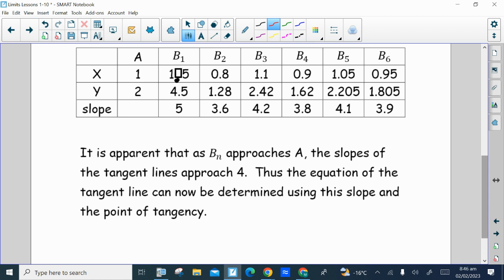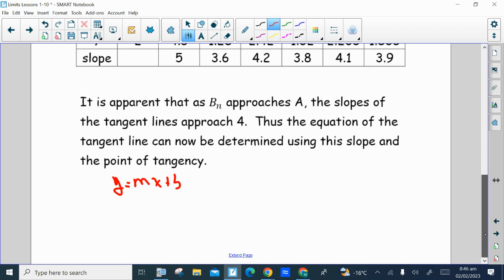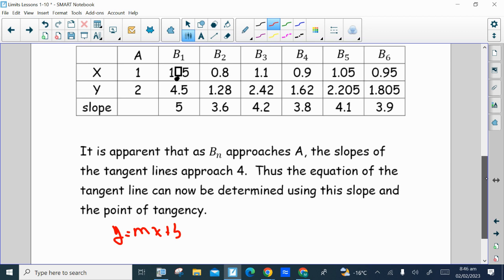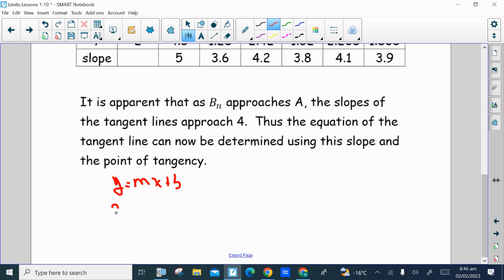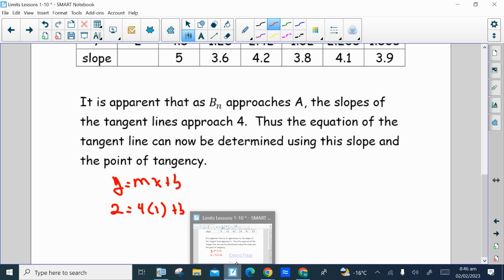So now the equation of the tangent line can be determined using this slope and the point of tangency. So again, that would be when m, the slope, is 4, and the point of tangency is the point 1, comma 2. So if we use the slope-intercept form of the line, we could also use point-slope like we just did. It doesn't matter. I'm just choosing to do it this way. We know that m, the slope, is 4, and the point of tangency is the point 1, comma 2. So I let x equal 1, y equal 2, m the slope be 4.